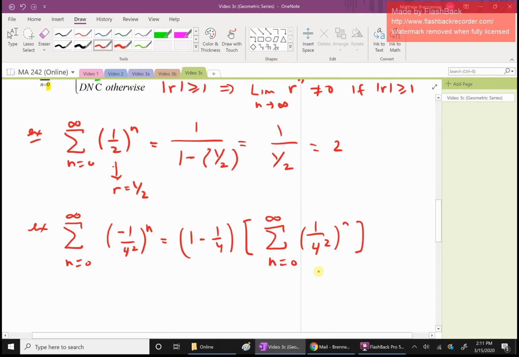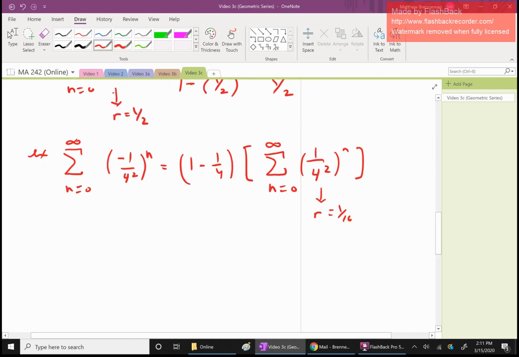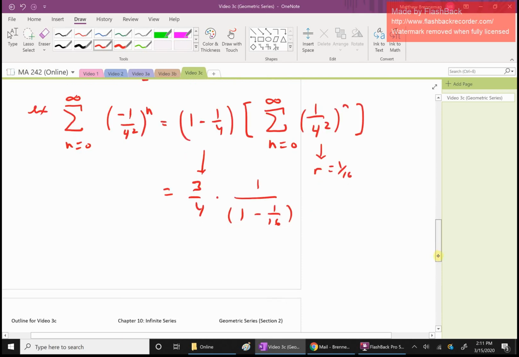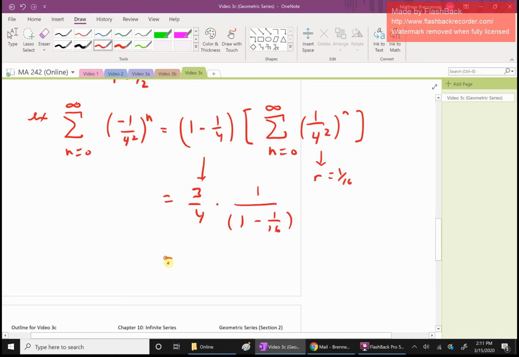And again, this is easy because our r here is just 1 over 16. And so obviously this is less than 1. So our result tells us this is 3/4, this right here, times 1 over 1 minus r, which is 1 over 16. And now I just have to do a little bit of arithmetic, really, right? 3 over 4 times 1 over, and I'm going to get here 15 over 16, right? And I'm going to flip that. So I'll have 3/4 times 16 over 15.